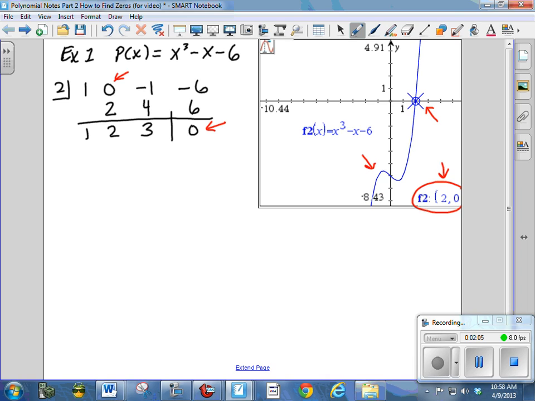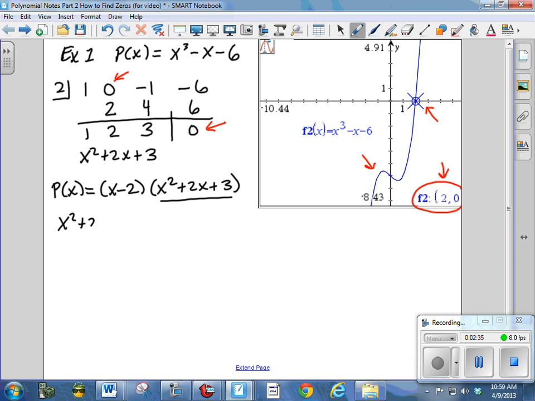Now, what does this leave me down here? Since I started out with a cubic, this is a quadratic, x squared plus 2x plus 3, which means this whole polynomial factors to p of x equals x minus 2, that's because we know that 2 is a zero, times x squared plus 2x plus 3. So to find the other two zeros, I just need to find the two values of x for which this quadratic factor is equal to 0. x squared plus 2x plus 3 equals 0.